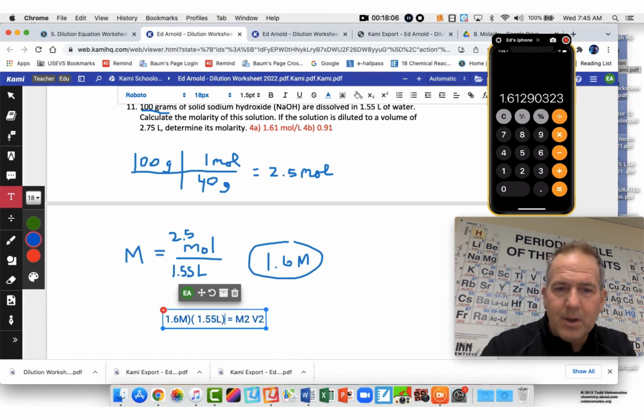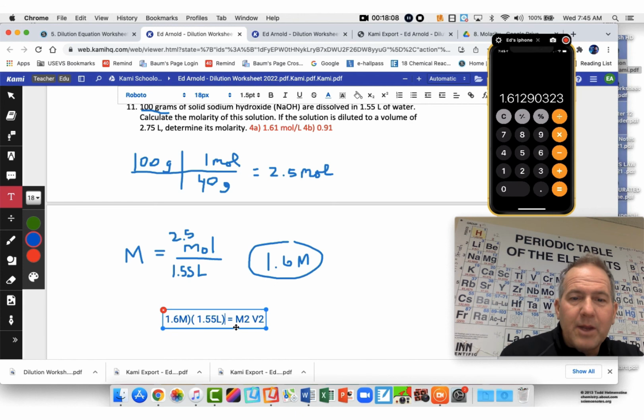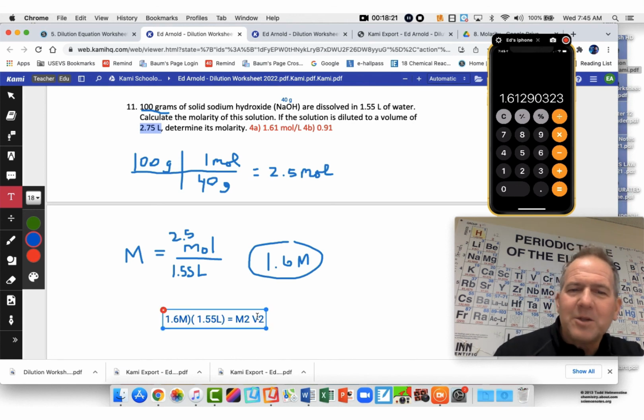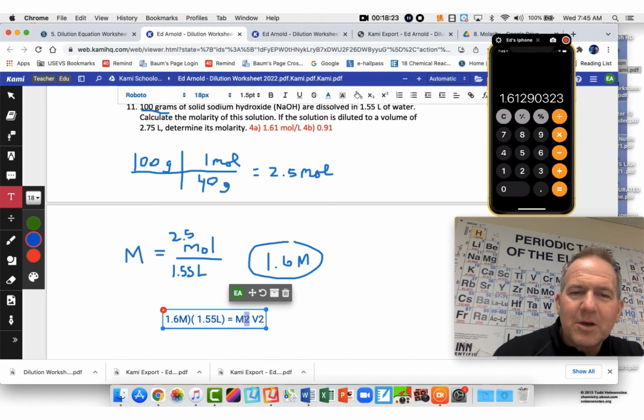All right. And then we diluted down. We added water. How much water did they add? They filled it up. See how they wrote that. The solution is diluted to a volume of 2.75 liters. And they wrote it that way so we know exactly how much liquid is in that solution at the end because we need that with molarity.